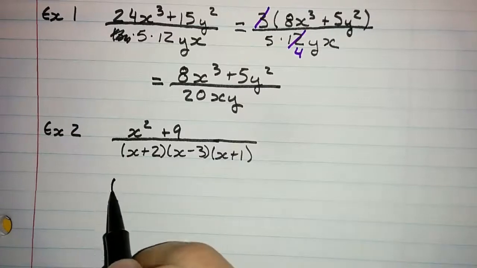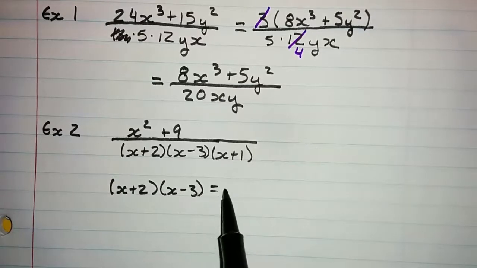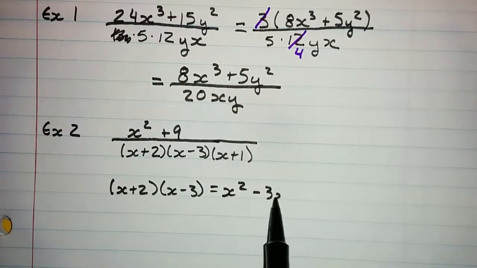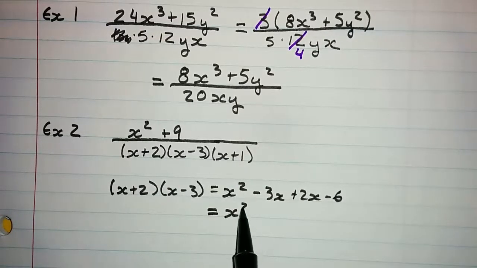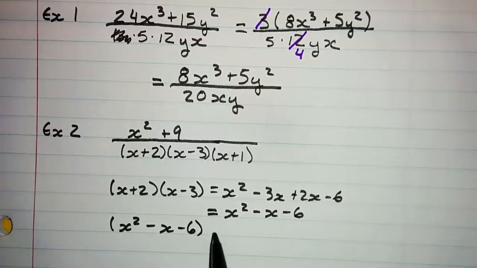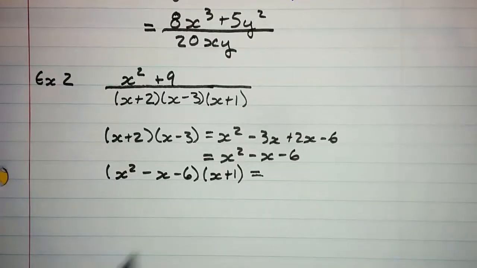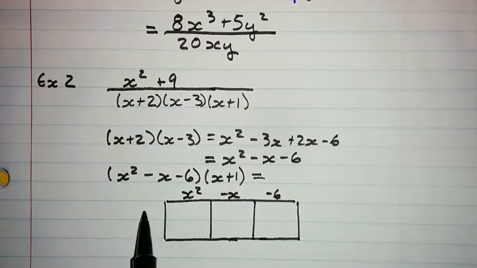Let's see. x plus 2 times x minus 3 will give me x squared minus 3x plus 2x minus 6, which is x squared minus x minus 6. Now x squared minus x minus 6 times x plus 1. What will that give me? I'm multiplying a trinomial by a binomial. I'll have my x squared minus x minus 6 times x plus 1.